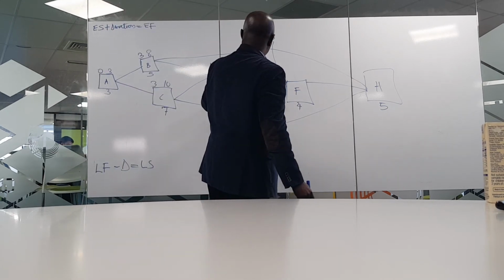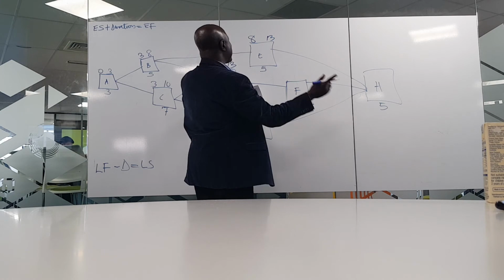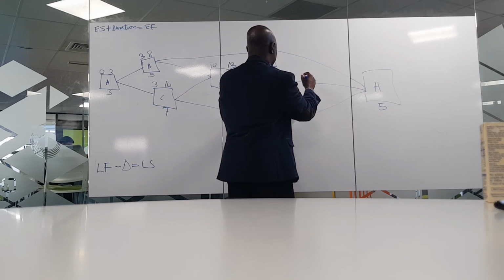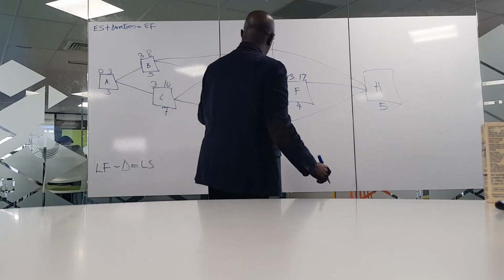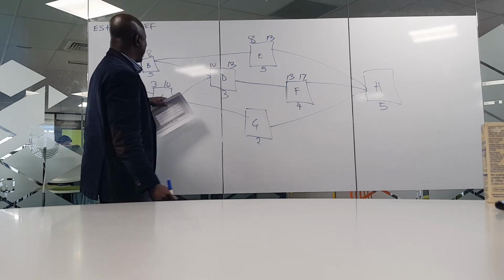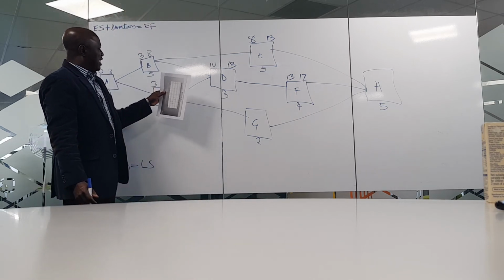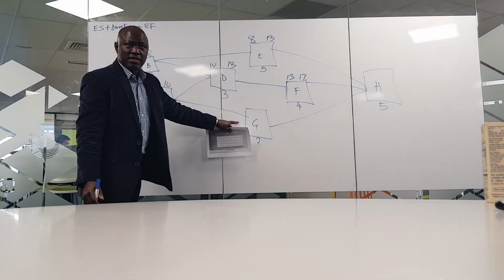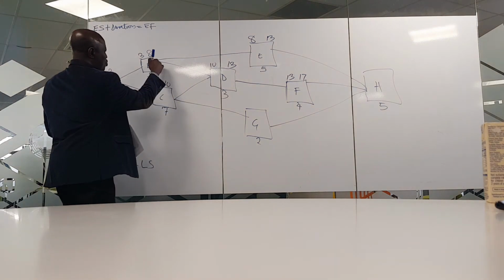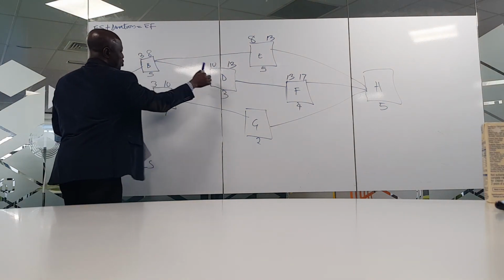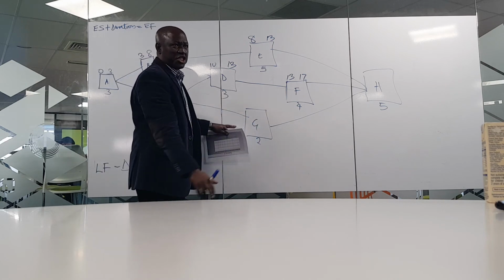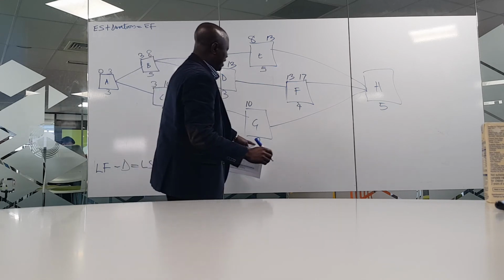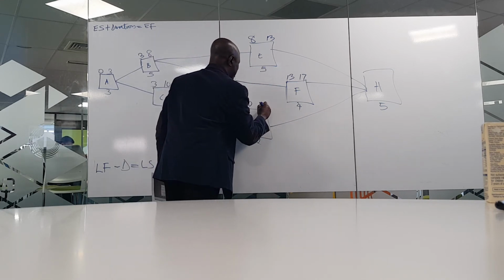F now. ES will be how many days? 13. EF will be what? 17. Now we go to activity G. Activity G is dependent on activity C. Activity C alone has a relationship with G, right? Remember, they have 2 relationships, B and C to D, but only C has a relationship with G. So C has 10 days to complete to bring it here. G has 2 days for itself, it becomes 12 days.